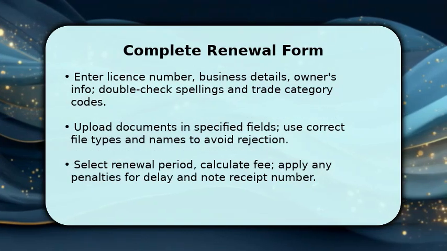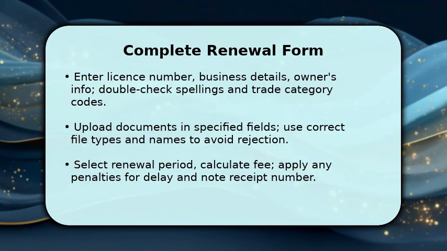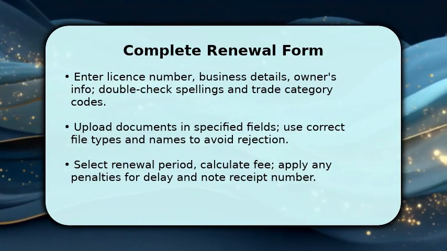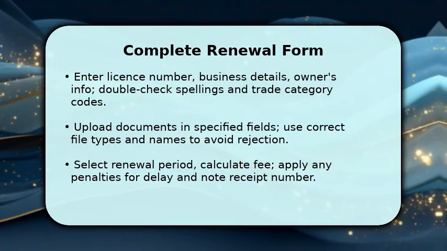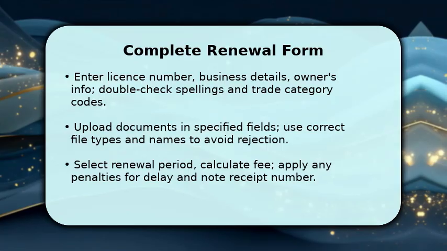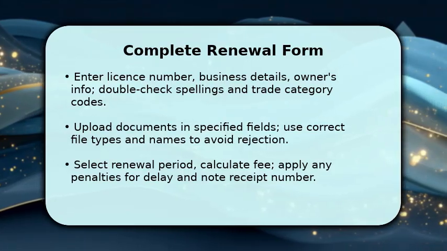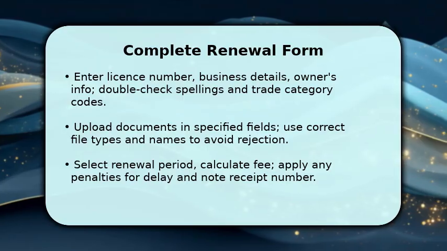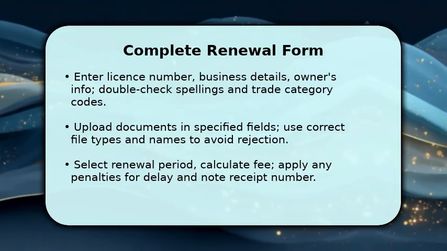You proceed to fill the renewal form carefully. Enter license number, business address, owner details, and the correct trade category. Make sure spellings match submitted ID. Discrepancies cause delays. Upload each document to its corresponding field using allowed file types and sizes.